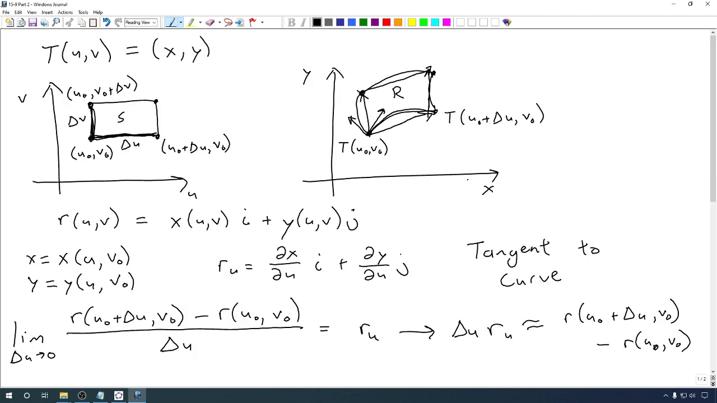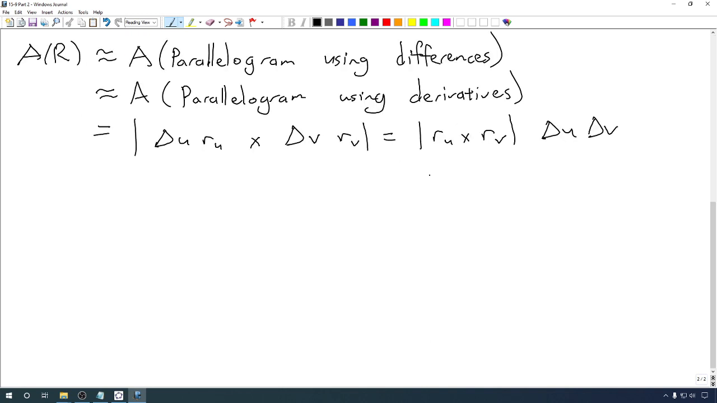And those tangent vectors, of course, come from the partial derivatives of x and y with respect to u and v. Let's actually simplify that, though. This is not really the expression that we want. What is this cross product?